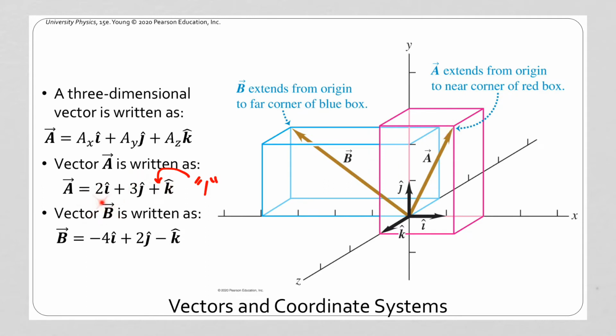For vector B, similar idea. We would have -4, so this is 4 to the left, 4 in the negative x direction, which is to the left, so 1, 2, 3, 4. 2 in the y direction, 1, 2 up, and then negative k means -1 in the k direction. That means 1 away from us. And then it would start at the origin and it would go to this point here. Again, we're thinking of this as an x vector component, a y vector component, and a z vector component.